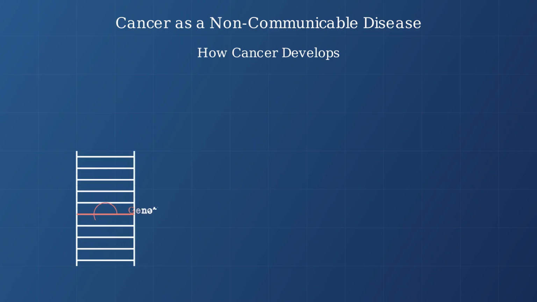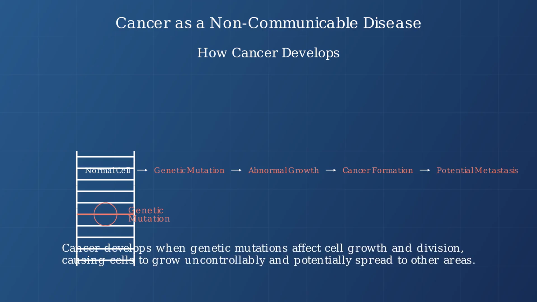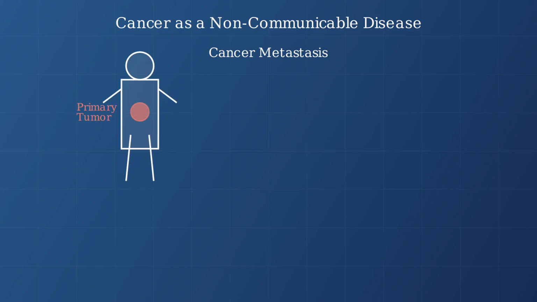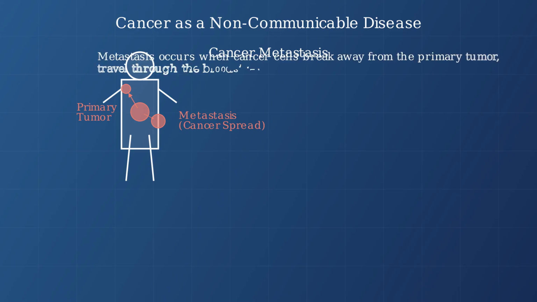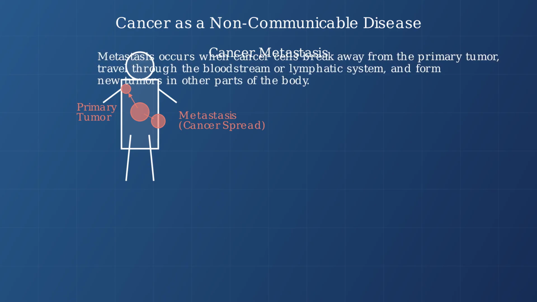Cancer develops through genetic mutations that affect the cell's growth and division mechanisms. This process typically starts with a normal cell that acquires a genetic mutation, leading to abnormal growth, cancer formation, and potentially metastasis. Metastasis is the process by which cancer spreads from its original site to other parts of the body. This occurs when cancer cells break away from the primary tumor, travel through the bloodstream or lymphatic system, and form new tumors in distant locations.